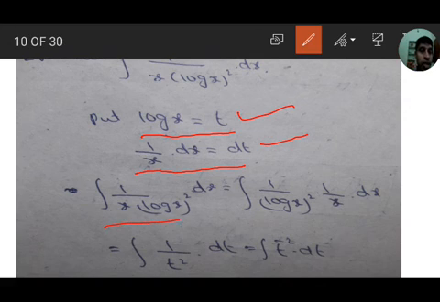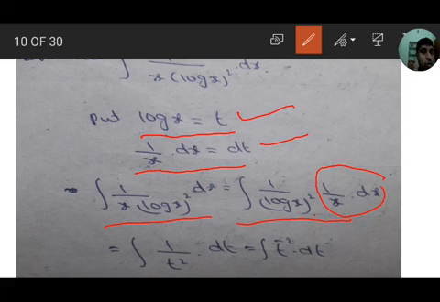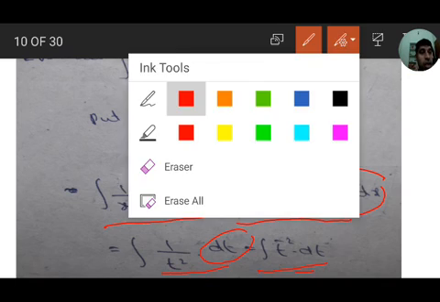So integration 1 by x into (log x) whole square dx equals integration 1 by (log x) whole square into 1 by x dx. This 1 by x dx equals dt, and 1 by (log x) whole square means 1 by t square. So integration 1 by t square dt, that is integration t to the power of minus 2 dt. So it is the form integration x to the power of n.